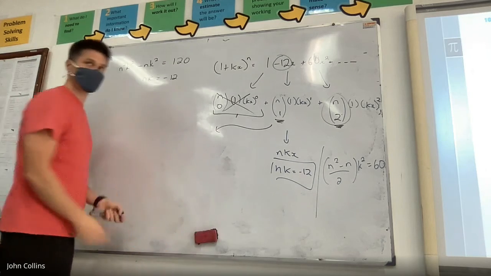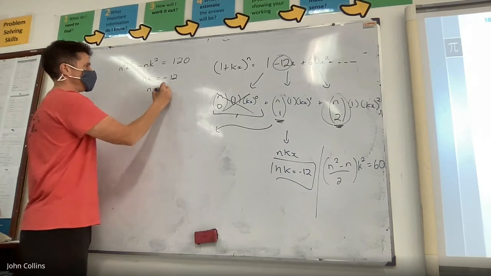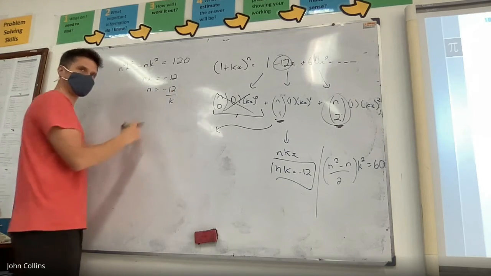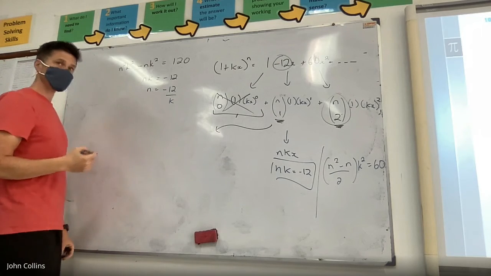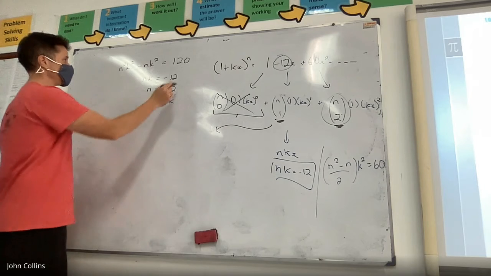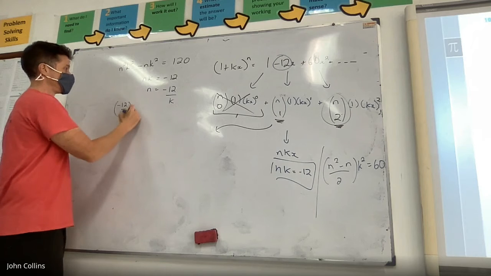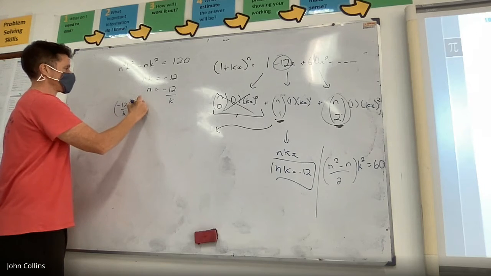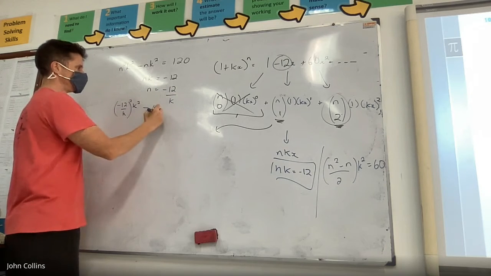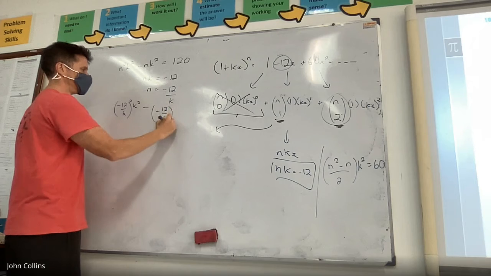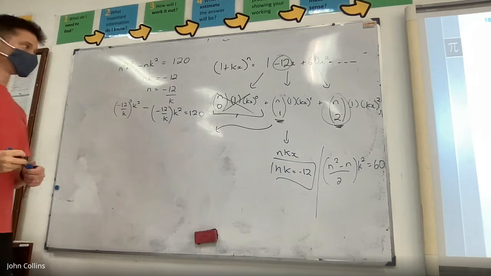So simultaneous equations solved by substitution. N is equal to minus 12 divided by k. Put the k back in with the number. Now we have a representation for n in terms of k. So put this in instead of that n: minus 12 over k times k squared equals 120. So now I've combined those two into 1.